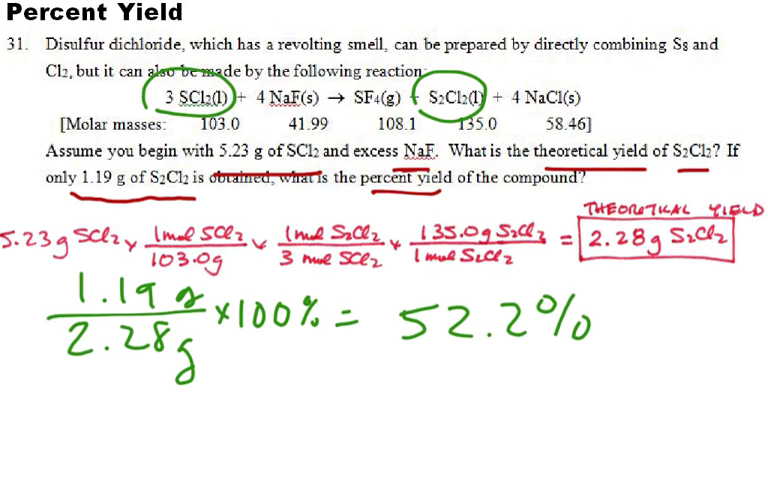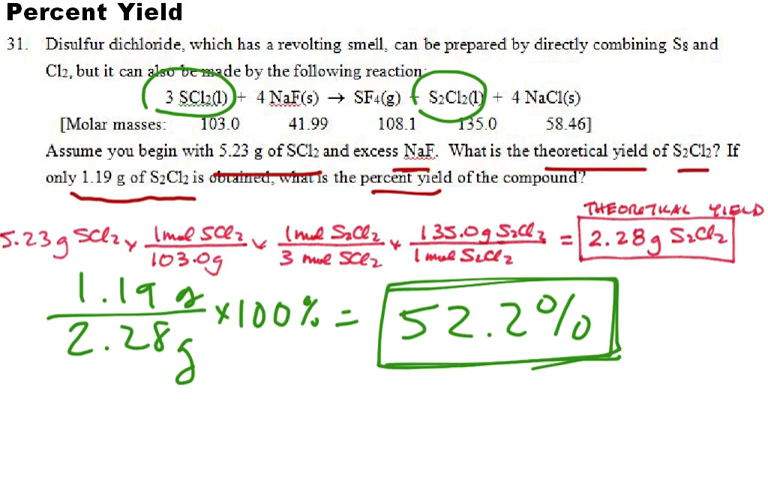52.2%. So that is our percent yield. We calculated theoretical yield, we were given the actual yield, and then we could calculate the percent yield. And those are the 6 problems.